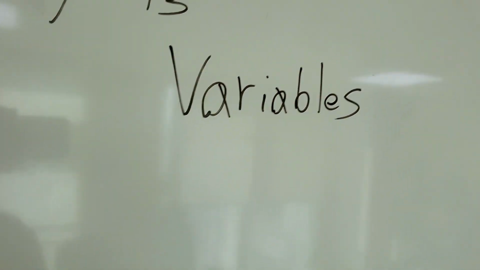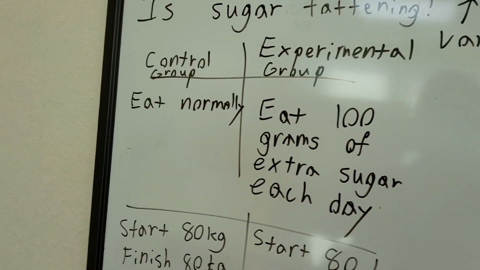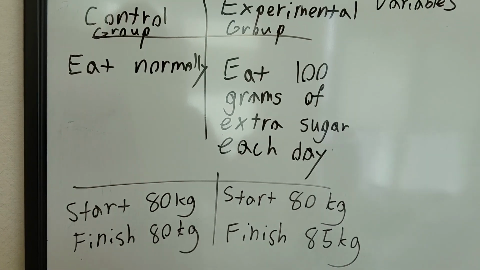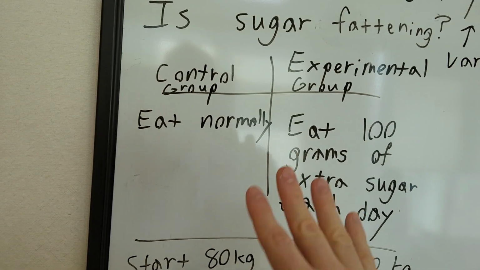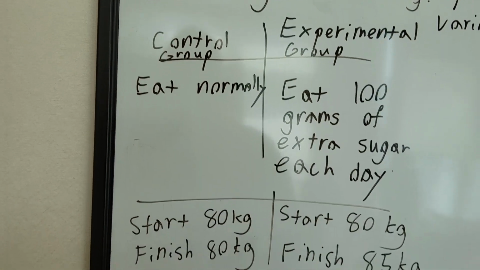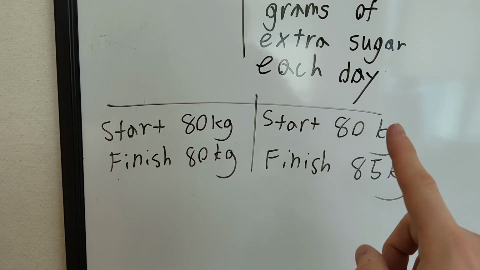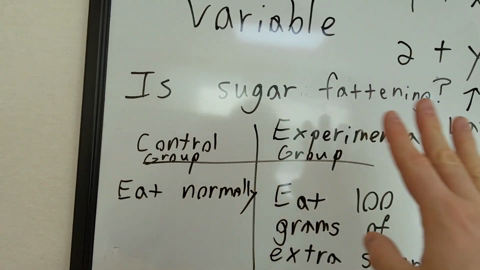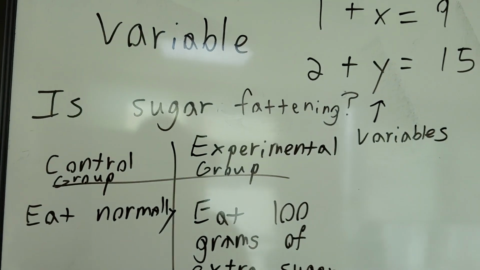So, when you're doing a good experiment, it's best to have just one variable, because if you have two variables, then it's hard to figure out what's causing the difference. But this is a good experiment. It has one variable, and we see that it caused people to gain weight. So if this experiment was correct, we'd tell people, try to eat less sugar.